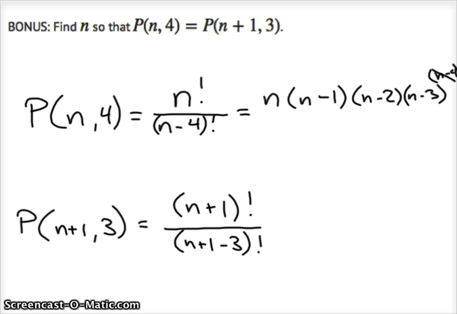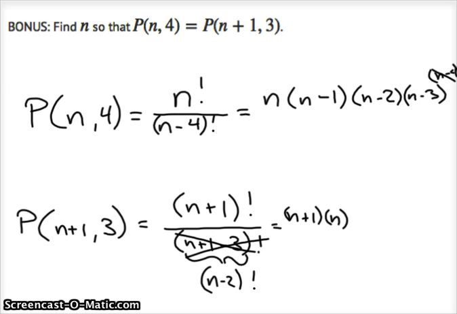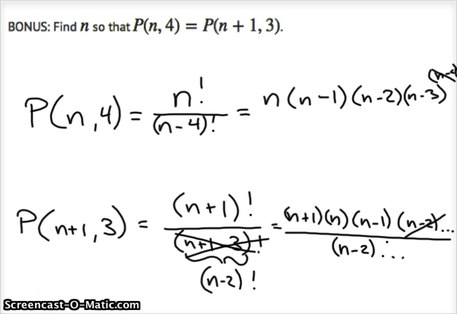Likewise on the bottom, first of all, n plus 1 minus 3, I'm just going to replace this as n minus 2 factorial. So that's gone. So same idea. I'm going to have n plus 1. If I take 1 away, I'm going to have n. And then n minus 1. And then again, if I have n minus 2 here, on the bottom, I'll have n minus 2. So these would cancel. I'm left with n plus 1 times n times n minus 1.